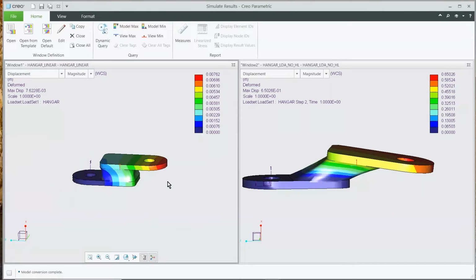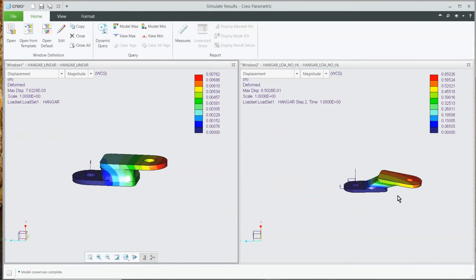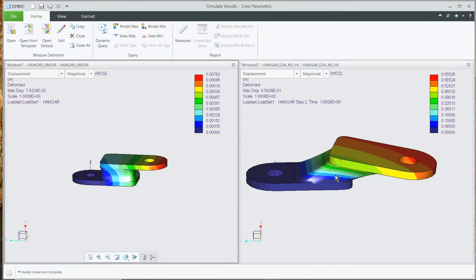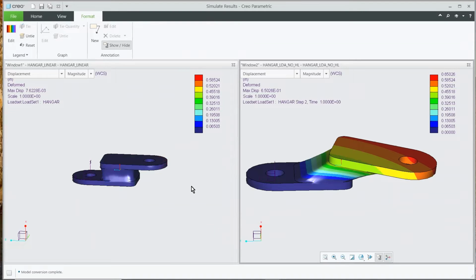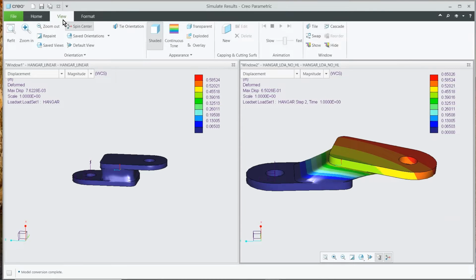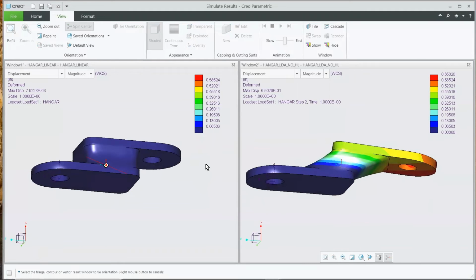Here we can see the linear. So we can see the deformation here. Here we can see the nonlinear, right? So this is taking into account those test results that we got. And one of the things we could maybe do is say, let's tie these two together, right? So now they're basically using the same legends over here. And then additionally, we could go in and say, let's tie their orientations together. So now when I spin one, we can spin the other.